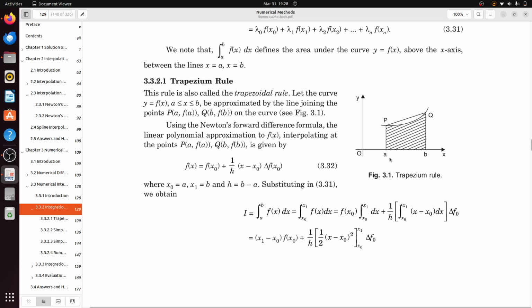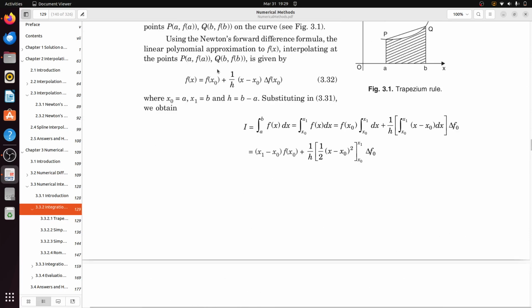Trapezoidal rule means instead of computing the entire area under the curve, you join the line segment P to Q. So PQBA is a trapezium. Instead of computing the actual area bounded by the curve, you compute the area bounded by the trapezium. So that is the main funda of the trapezoidal rule.